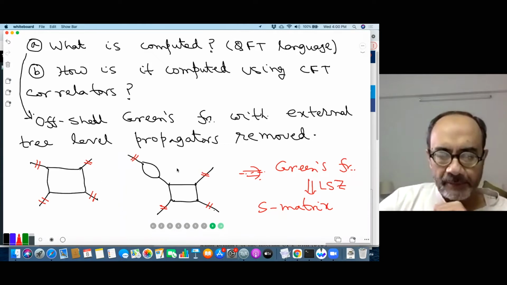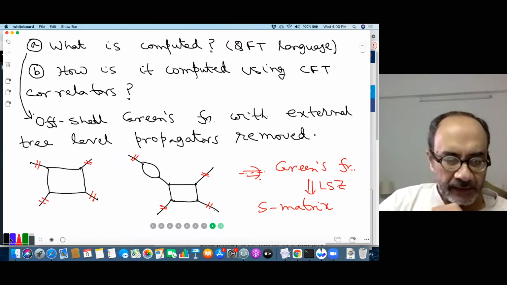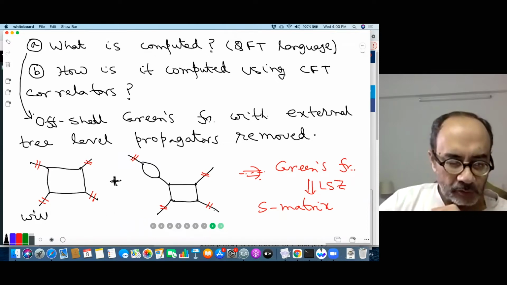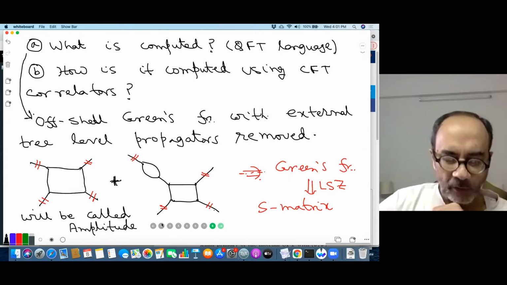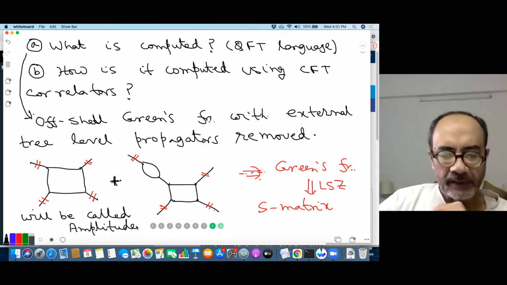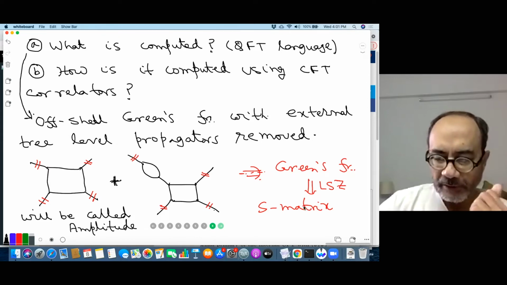So the sum of diagrams like these, I'll call the amplitude, even though it's not a usual terminology. So this will be called the amplitude. So when I say that we'll be writing down the expression for the amplitude, this is what it will be. And then you have to take that amplitude, with off-shell external states, and then convert this into the S matrix using the standard LSZ procedure.